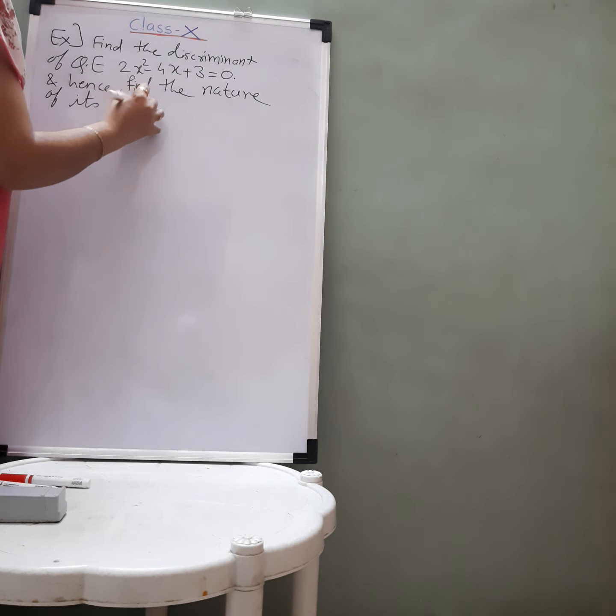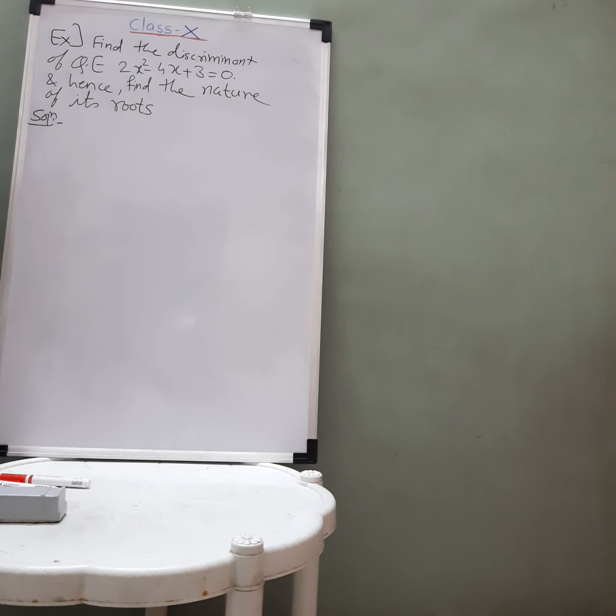Solution. Here, since the given equation is of the standard form, on comparing the given equation with ax square plus bx plus c is equal to 0, we will get a is equal to 2, b is equal to minus 4, c is equal to 3.